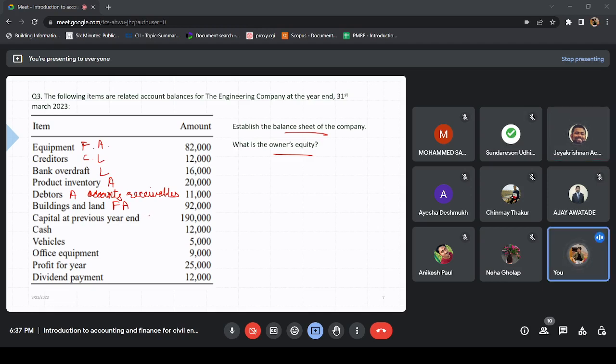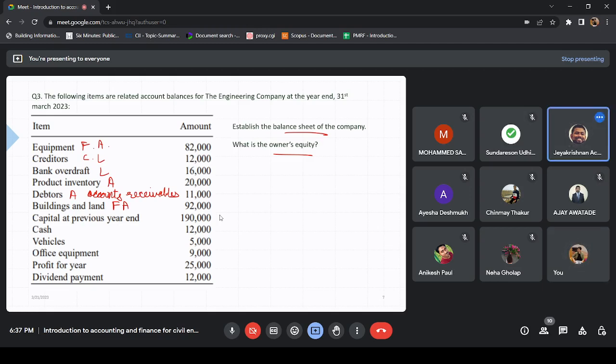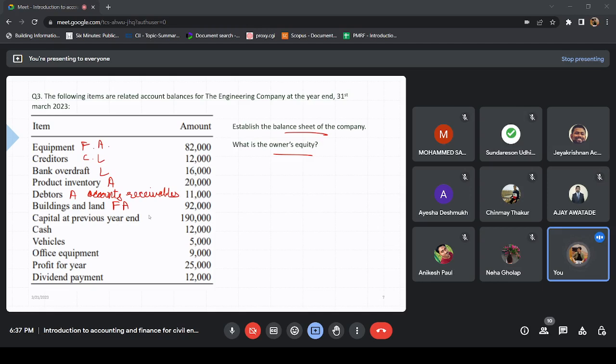Okay, once more. Capital at the end of the previous year. You have got two choices only: if it is not an asset, it is a liability. Basically cash in hand should be an asset only, but the term written here is capital, not cash. You know that capital is a liability. We have to pay this. Cash is a current asset, vehicles are fixed assets, and office equipment is again a fixed asset.